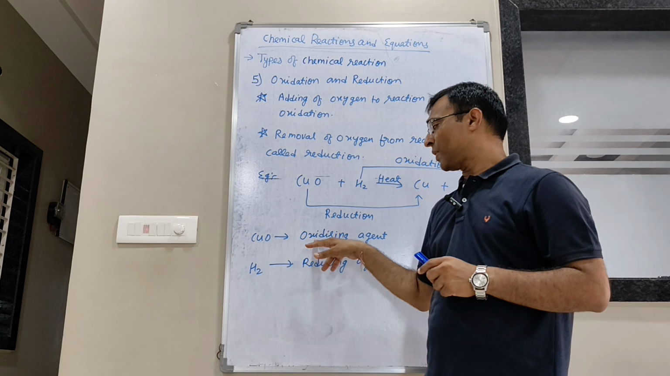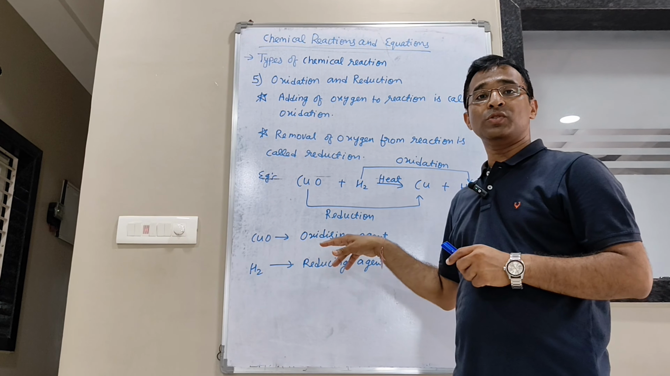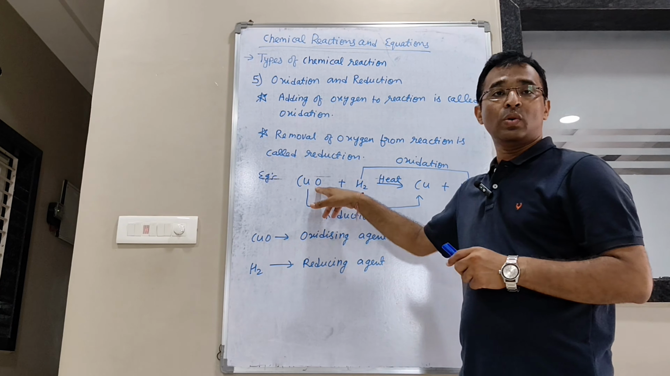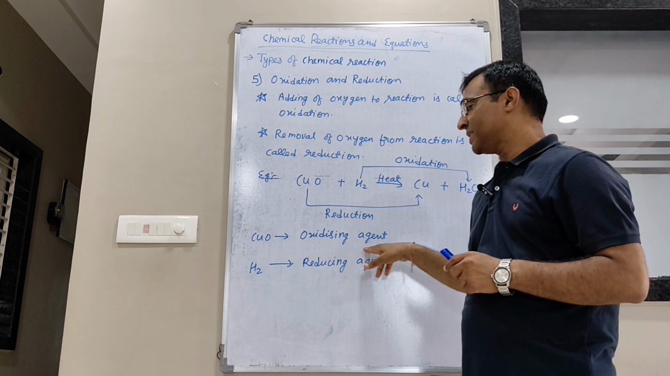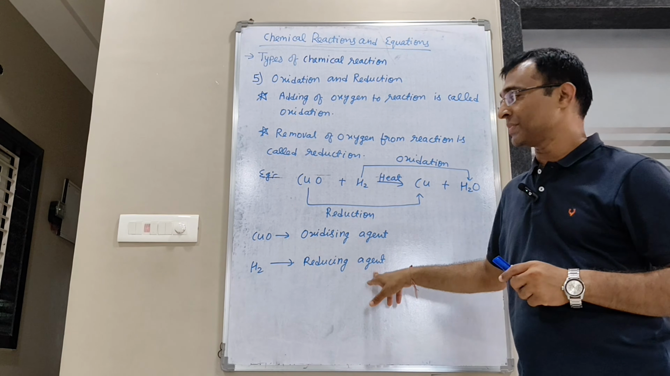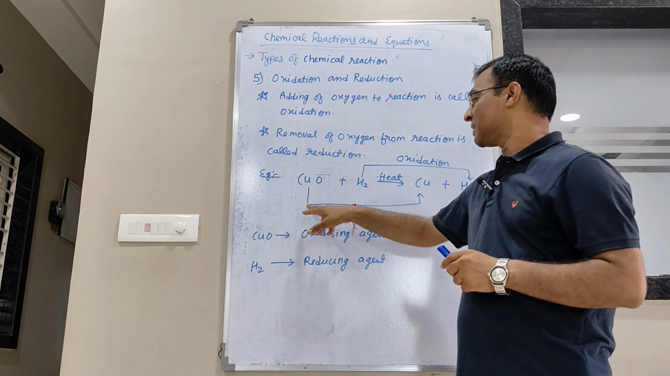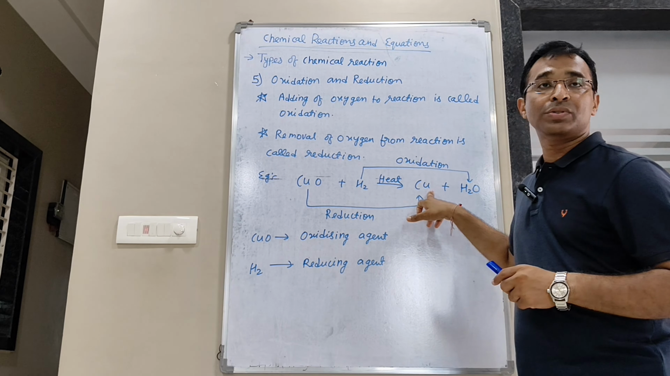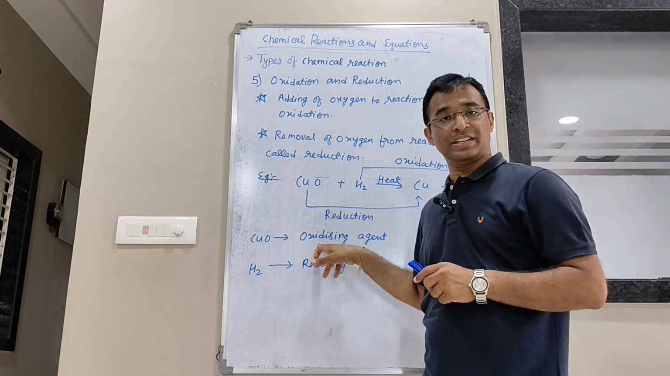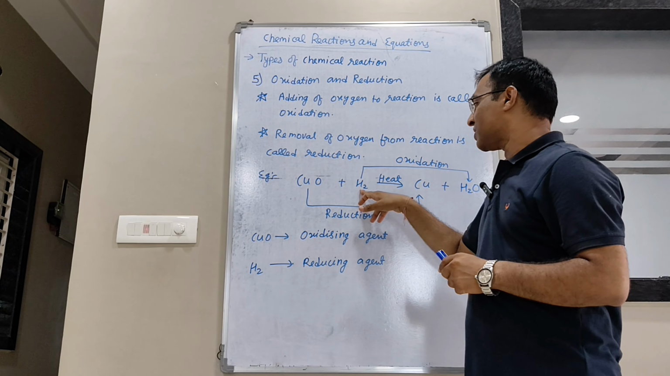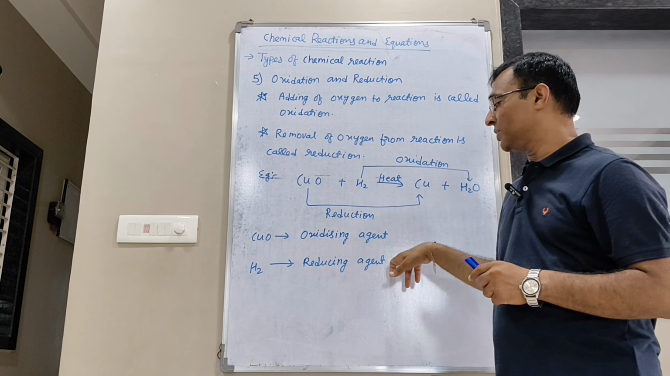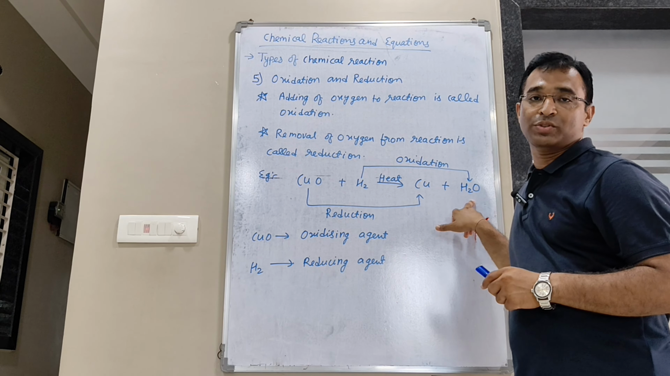Here two more important points need to be discussed. CuO, copper oxide, is known as the oxidizing agent, and H2 is known as the reducing agent. CuO is getting reduced to Cu, copper, therefore it is known as the oxidizing agent. And H2 is getting converted to H2O, that means it is reducing CuO to form Cu.